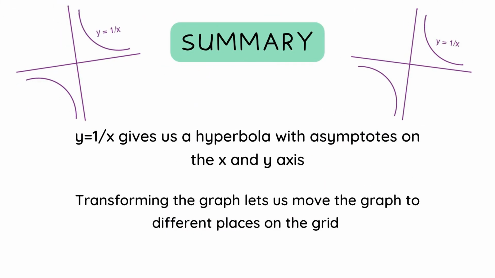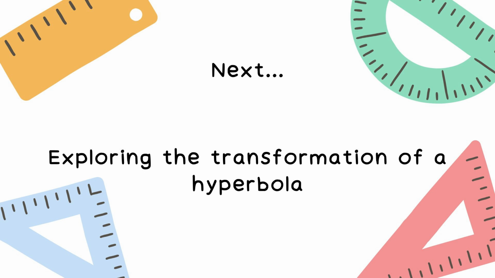To wrap up, y equals 1 on x gives us a hyperbola with asymptotes on the y and x axis. Transforming the equation allows us to move the graph to different places on the grid. In the next video, we'll be exploring the transformations and how they affect the shape of the graph.